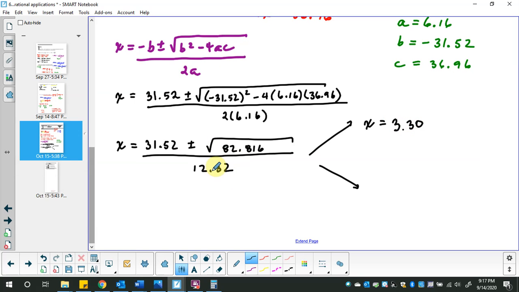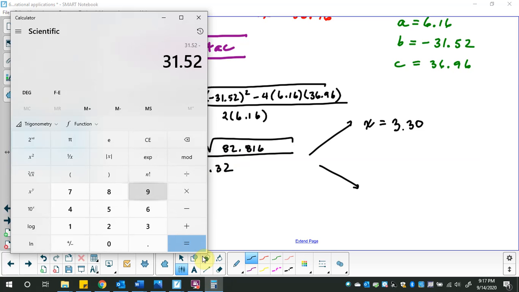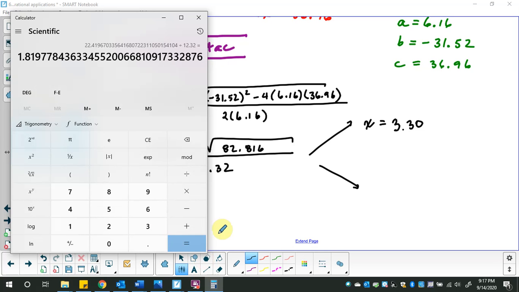Then I'm going to do the whole thing over again. I was right with that 31.52. I'm going to do that whole thing over again. I'm going to do the minus version. So 31.52 minus 82.816 square rooted equals, to finish off the top, divided by 12.32 equals, to finish it off. And again, I'm choosing to do 2 decimal places, so that's 1.82.